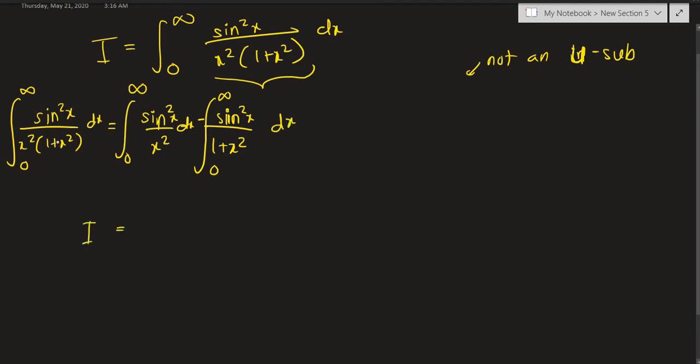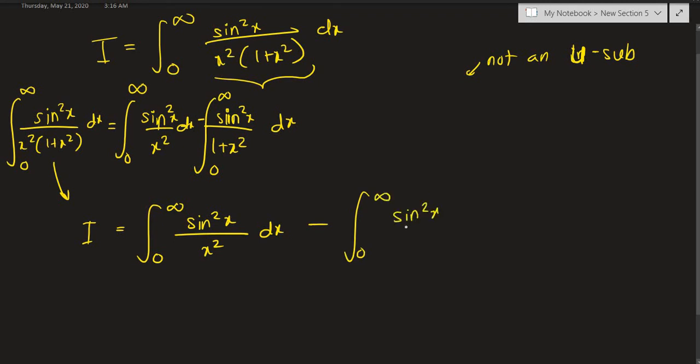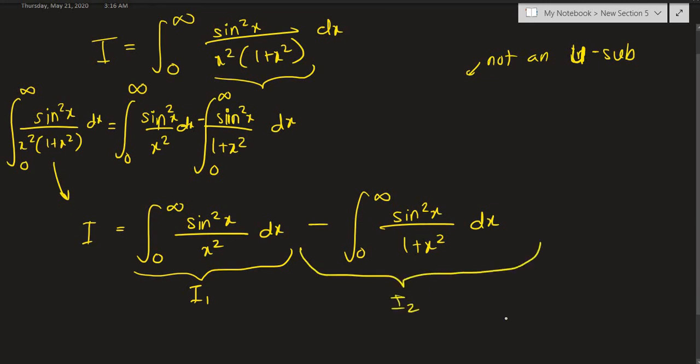So this is I, right? I is basically the difference of these two integrals. First is the integral from 0 to infinity of sine squared x divided by x squared dx minus the integral from 0 to infinity of sine squared x divided by 1 plus x squared dx. And it looks like these two integrals have to be done separately because they are problems in themselves. So we call this I1 and we call the second part, along with the negative, I2. Therefore we have the grand equation I is equal to I1 plus I2, because we are also taking the negative, therefore we have a plus I2 here. So let's do I1 now. See you on the next page.